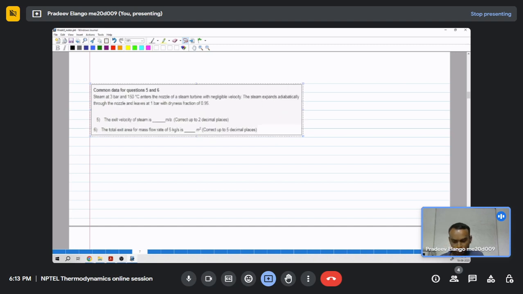So next problem, steam at 3 bar and 150 degrees Celsius enters the nozzle of a steam turbine with negligible velocity. The steam expands adiabatically through the nozzle and leaves at 1 bar with dryness fraction of 0.95. The exit velocity of steam is dash meter per second. So it is a nozzle. In a nozzle we know the enthalpy is converted to velocity or kinetic energy. Now we know for a nozzle delta H is equal to V2 square minus V1 square by 2.